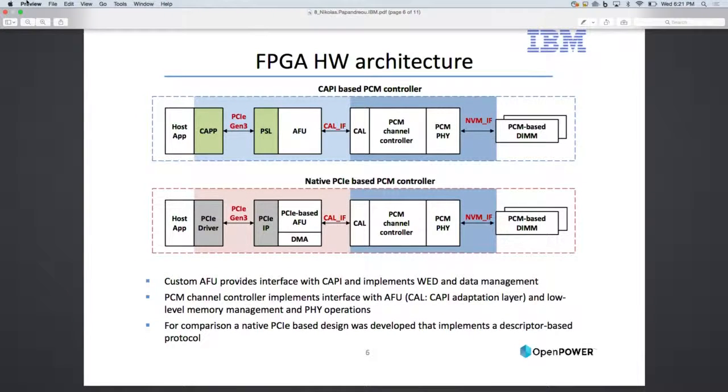This figure shows the high-level overview of the FPGA architecture. On top is the CAPI-based phase change memory controller. The custom AFU provides the interface with the CAPI and implements WED and data management. The PCM channel controller implements the interface with the AFU, and in addition, it offers low-level memory management and PHY operations. We built two different PCM channel controllers for the two different PCM chips that we discussed in the previous slide. And moreover, for comparison, we developed a native PCIe-based design that implements a descriptor-like protocol, and the PCM channel controller is again the same.